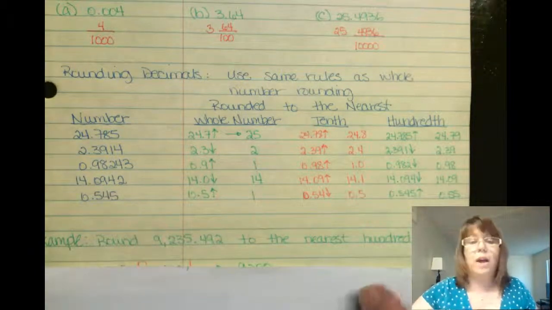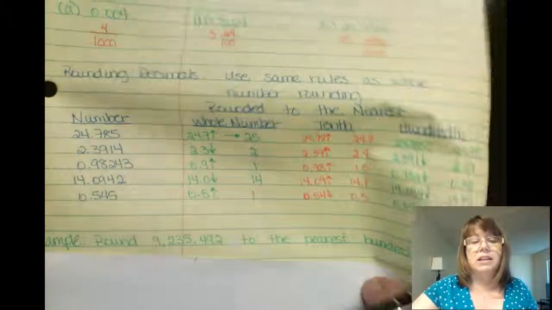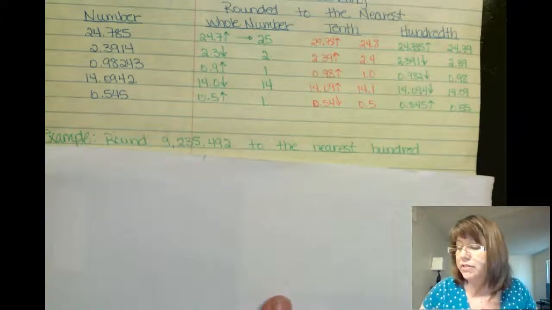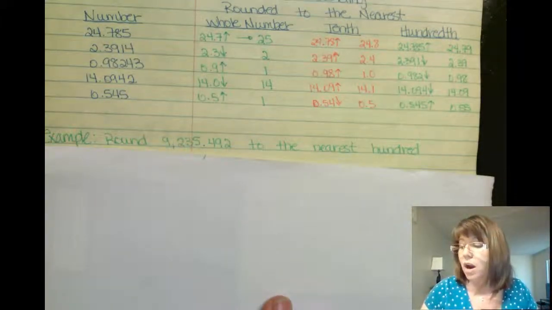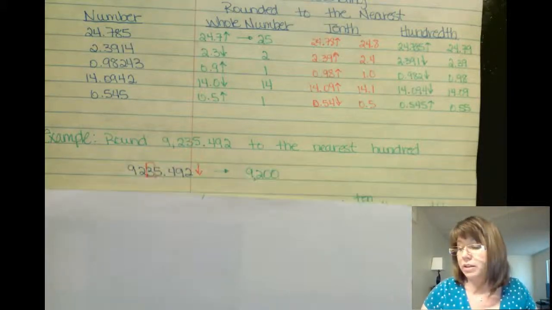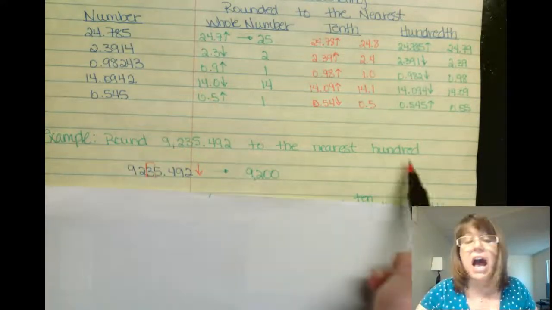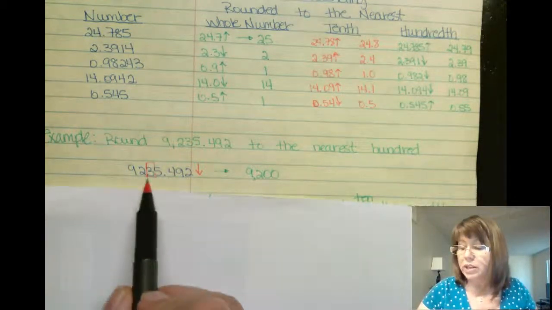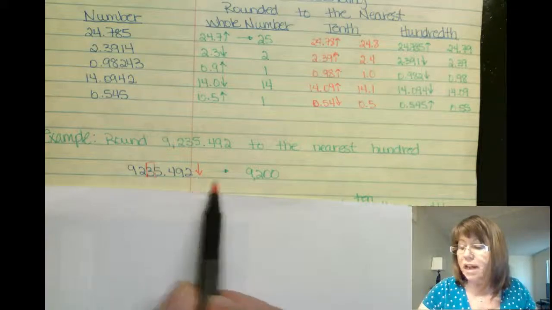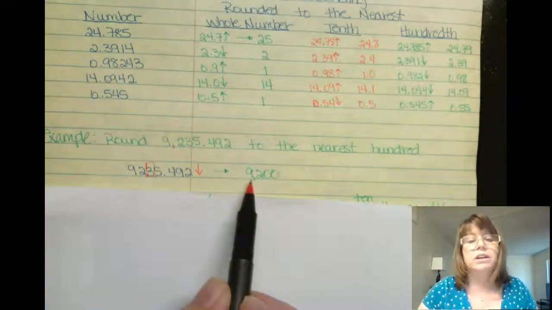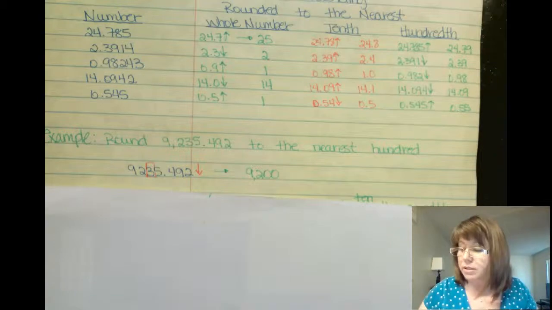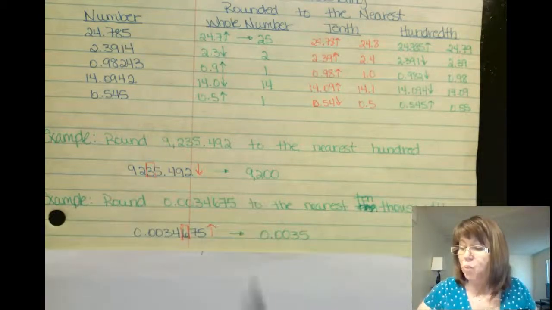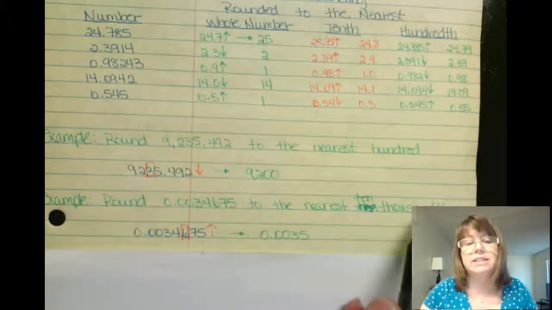So let's round 9,235.492 thousandths to the nearest hundred. To the nearest hundred, not hundredth, hundred. So the 100, I look at the 3. 3 is less than 5, so I round down. 9,200.